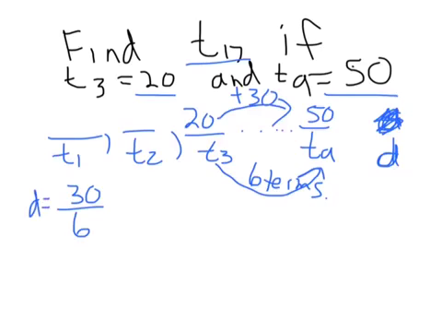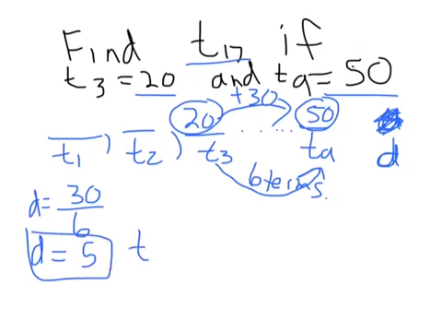Well, that's going to tell me the difference. It's like delta y over delta x, right? So delta y is 30. Delta x goes from 3 to 9, it's 6. 30 over 6 is 5. That's the common difference. So there's something here that might help us.